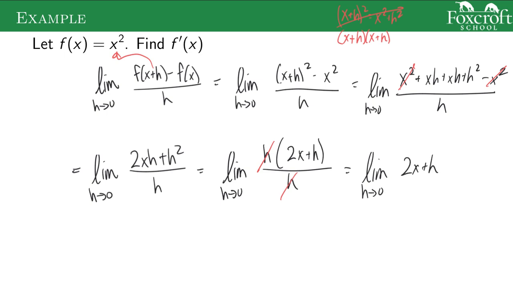And now that I finally canceled out that h on the bottom, I don't have a fraction anymore. I can actually just plug in 0 and I get 2x. All right, so my derivative function is 2x.